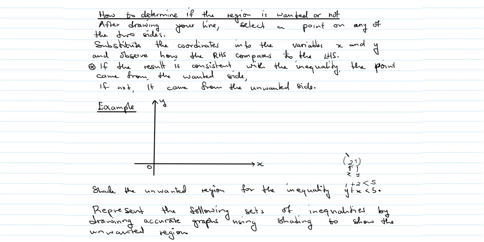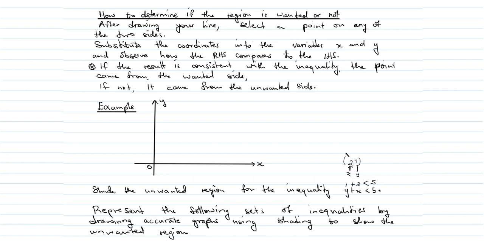And this agrees with the inequality. That means it came from the wanted region. Then you shade the other side of the line, where you did not take the point. That's it. Then you go on to the next, like that. So just to illustrate, let's do this one. For example, let's say our line is x plus y is less than 5.